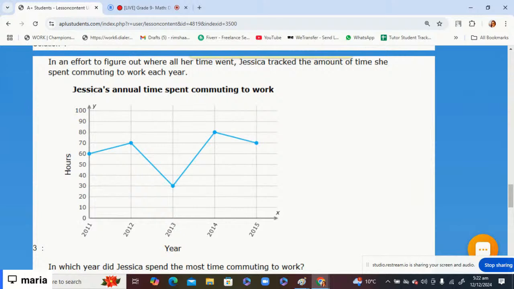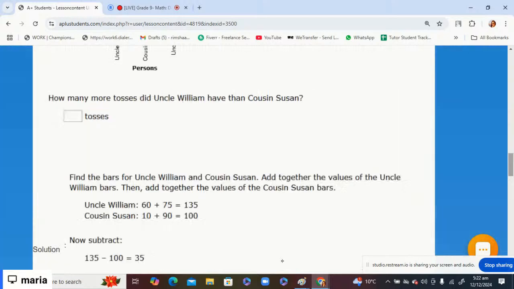In which year did Jessica spend the most time commuting to work? The greatest is 80 hours, which is in 2014. That is your answer. But if they ask in which year she spent the lowest time commuting, that is the lowest point on the graph, 30, which is 2013. These are the two points we have done. Now let's do the test questions.